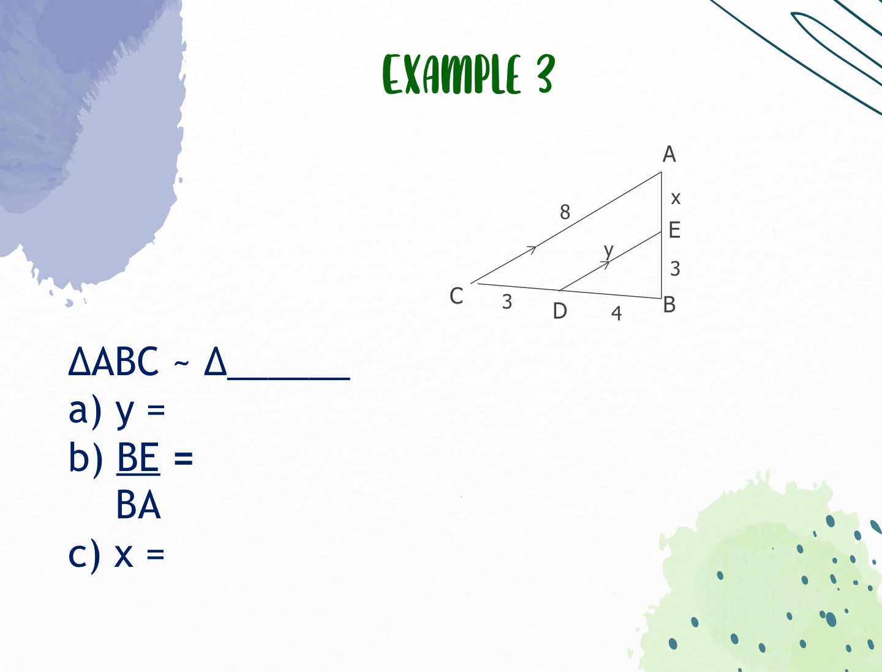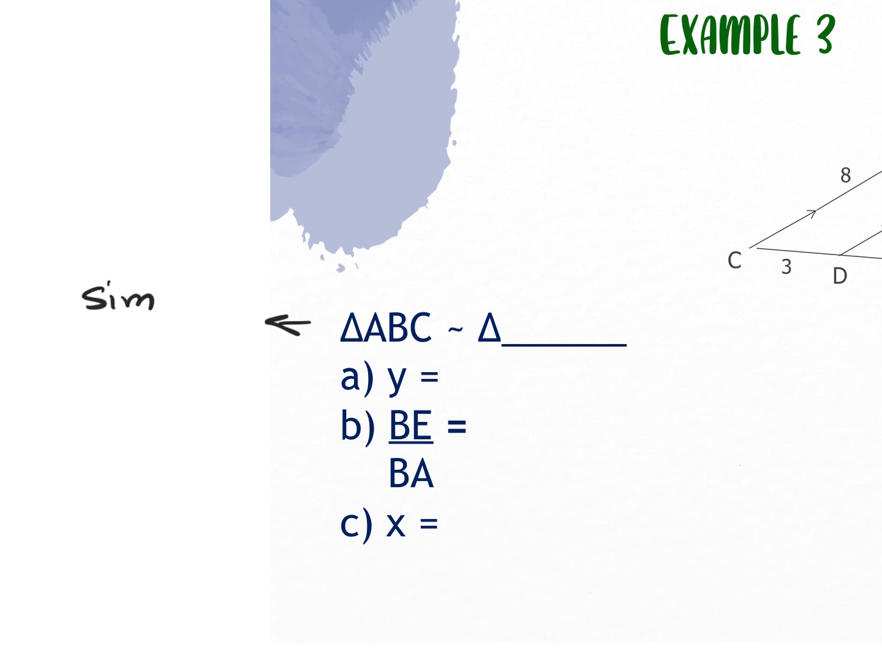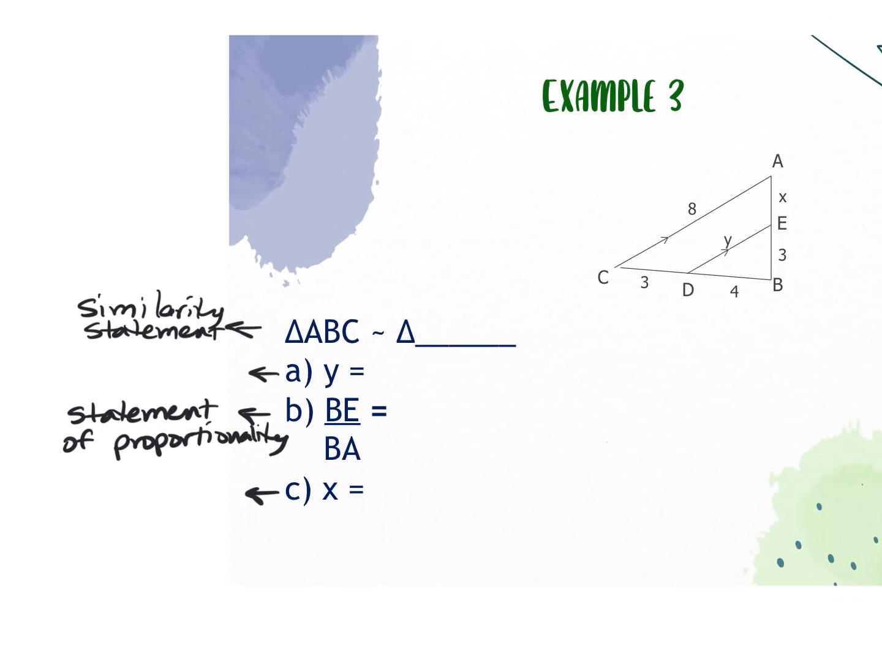Okay, so for example 3, remember this right here is a similarity statement. So they want us to complete it. This is just finding the value of y. This is just finding the value of x. And what they want us to do here is complete this statement of proportionality. So you're going to have to do this on the quiz. So let's go ahead and take a look at what we have.